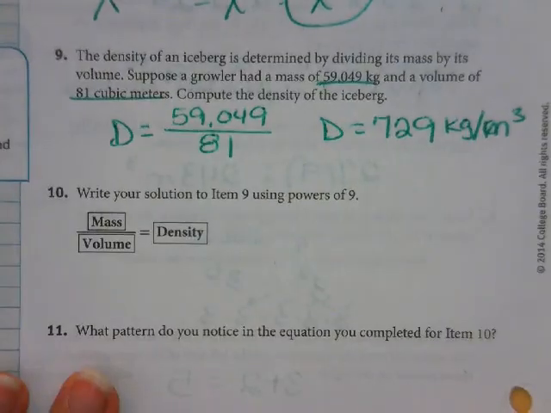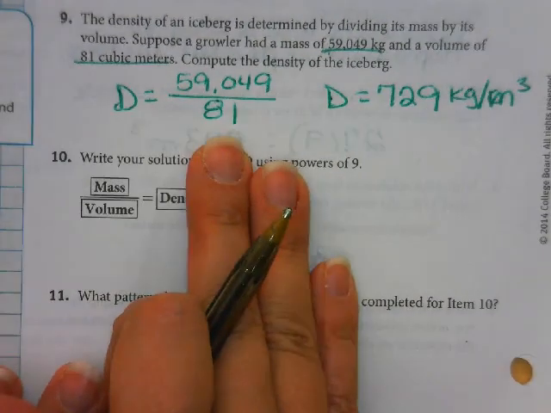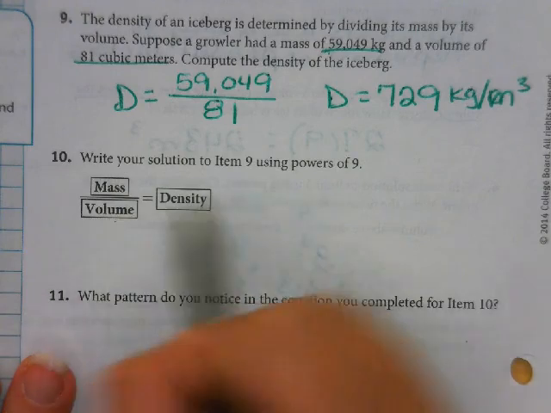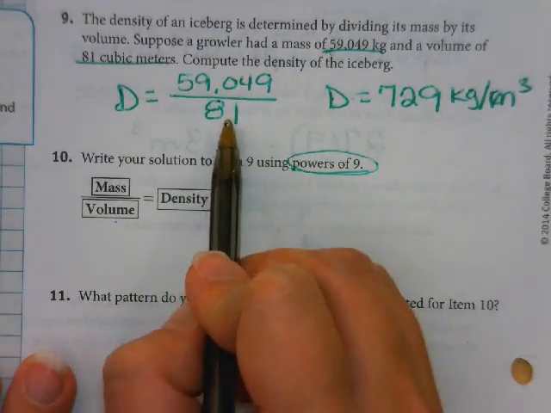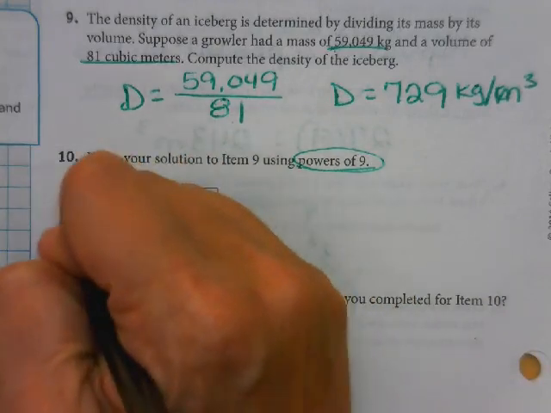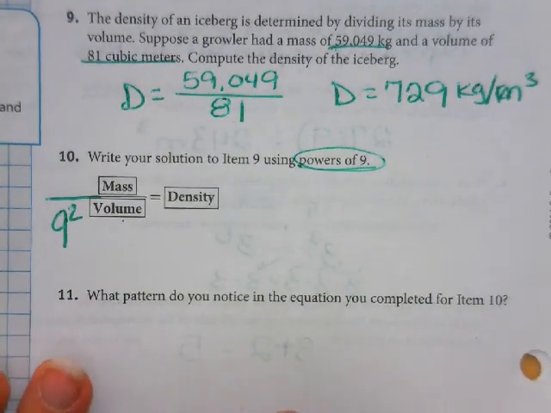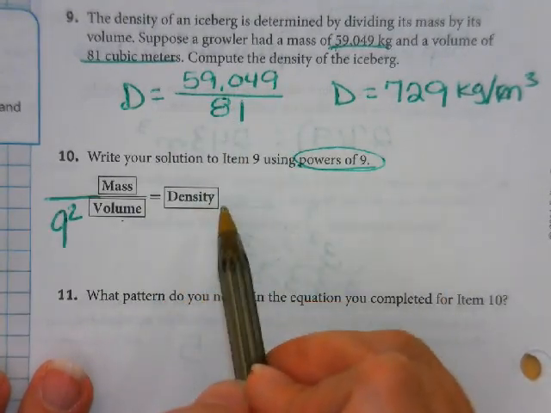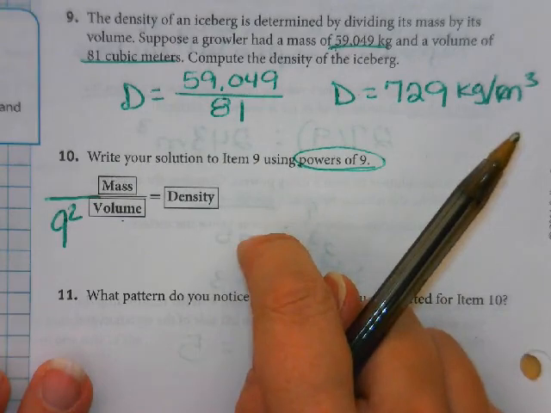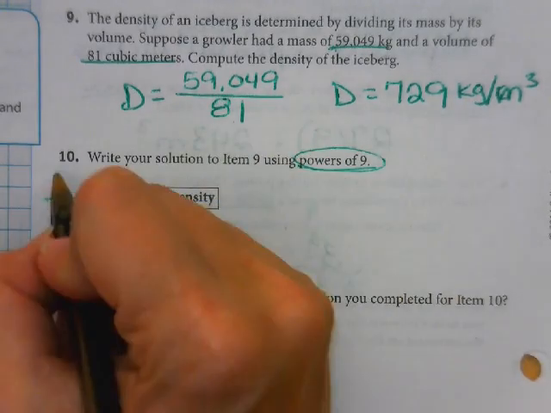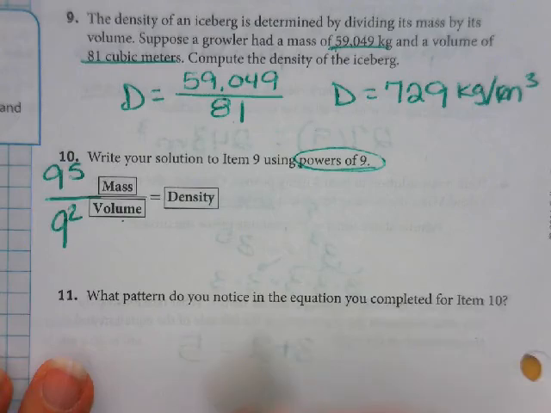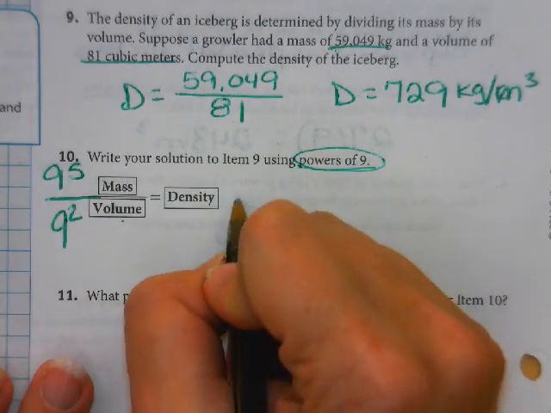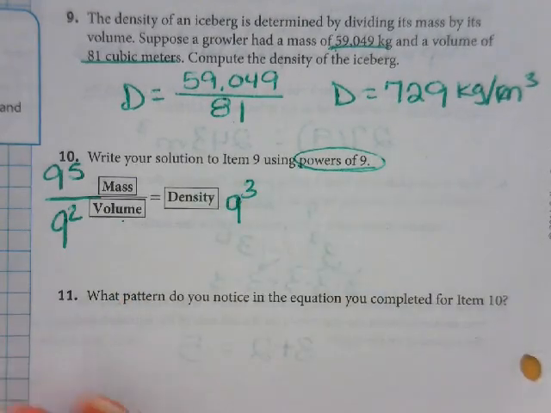Even when we talked about multiplying a minute ago, dividing, we can also find this rule. So mass over volume, and we're going to write this as a power of 9. Well, 81 is easy. We know that 81 is 9 to the second power. 59,049, we could use in our calculator 9 times 9 times 9 times 9. I'm going to tell you it is 9 to the 5th. 729, 9 times 9 is 81. 81 times 9 is actually 729.